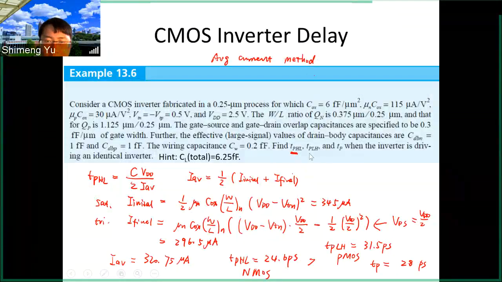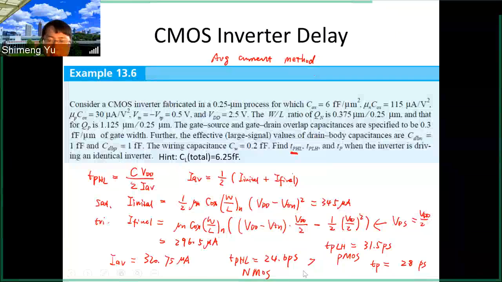Similarly, you can get the TPLH. The approach is the same. The only difference is that you need to replace the NMOS parameters with the PMOS parameters. So here you need to use mu P, W over LP, and then VTP, absolute value. If you do that, then the TPLH will be 31.5 picosecond, and the average TP is the average of those two, about 28 picosecond.